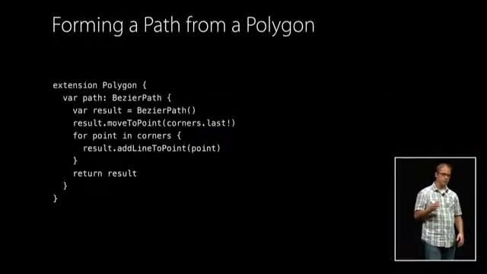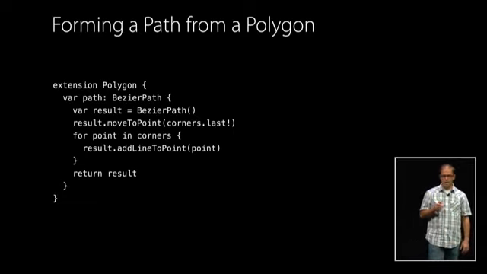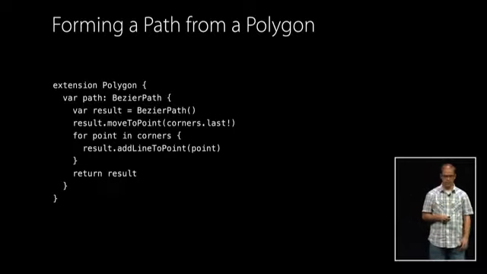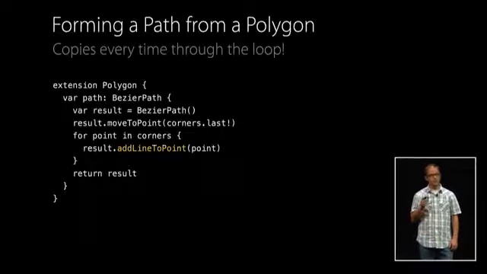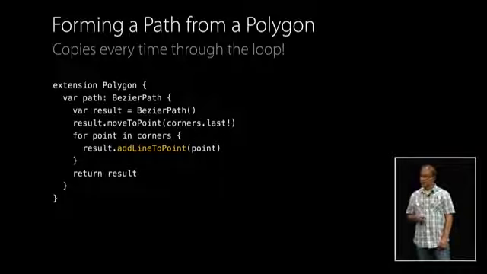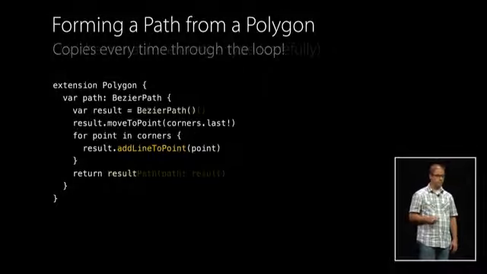So now let's talk through how to use these things in practice. Here we have our polygon type, and we're extending that by adding a method that's going to return to us a Bezier path that describes that polygon. So we create the Bezier path, iterate through the points, adding a line to each of these points. Now the downside is, remember, that add line to point method is copying on every call. So this is not going to perform as well as it might.